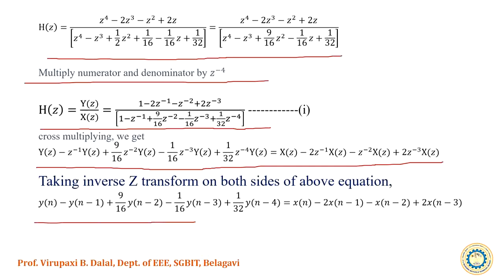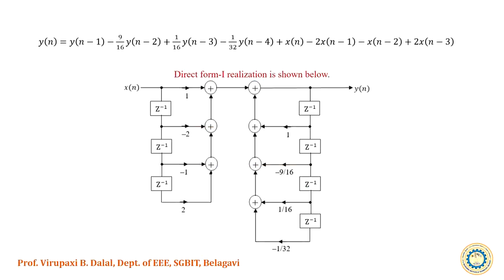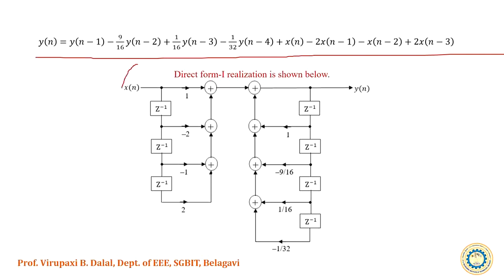Then take the inverse z transform on both sides, we'll get y(n) minus y(n minus 1) plus 9 by 16 y(n minus 2) minus 1 by 16 y(n minus 3) plus 1 by 32 y(n minus 4) is equal to x(n) minus 2x(n minus 1) minus x(n minus 2) plus 2x(n minus 3). Simplifying further, we'll get y(n) is equal to this equation. Now draw the direct form 1 realization, and it is shown here.